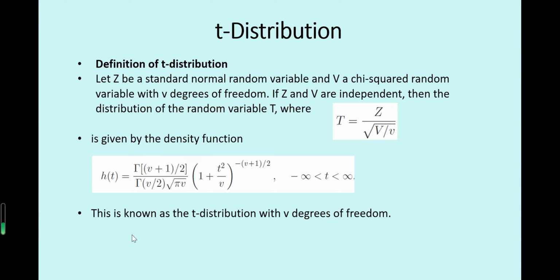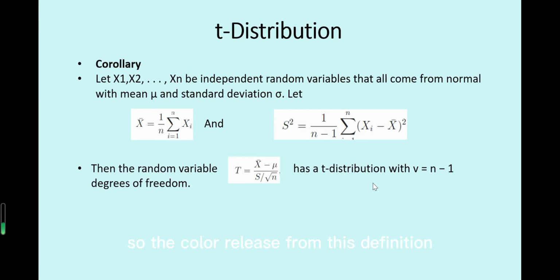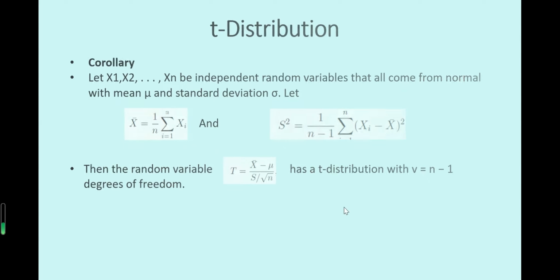So this term has a t-distribution with n degrees of freedom. Its density function has this form, including the gamma function here. The t-distribution also has possible values from negative infinity to positive infinity. The corollary follows from this definition: if we use the sample average and sample variance, then this t has a t-distribution with n minus 1 degrees of freedom.